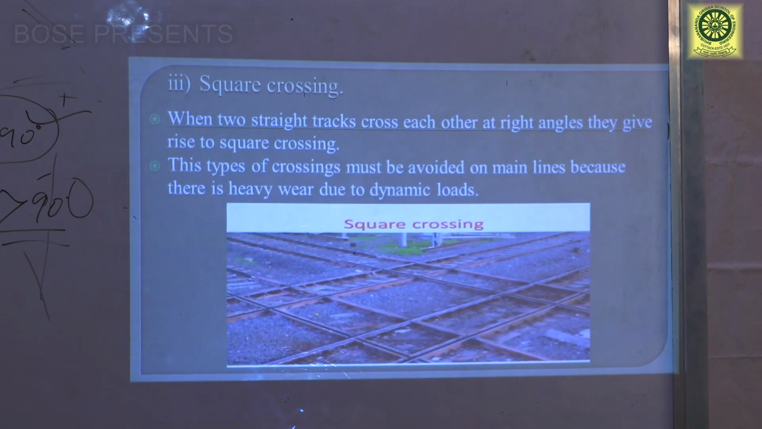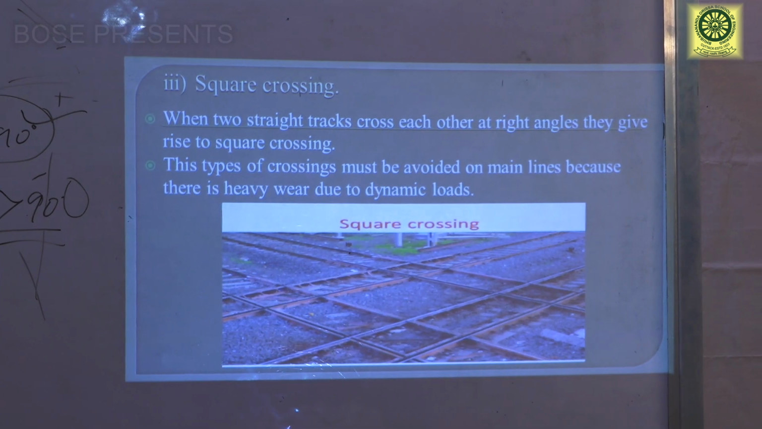Similarly, what do you mean by square crossing? If one track crosses another track at an angle of 90 degrees, then this is known as square crossing. When two straight tracks cross each other at right angles, they give rise to square crossing. This type of crossing must be avoided on main lines because there is heavy wear due to dynamic load.